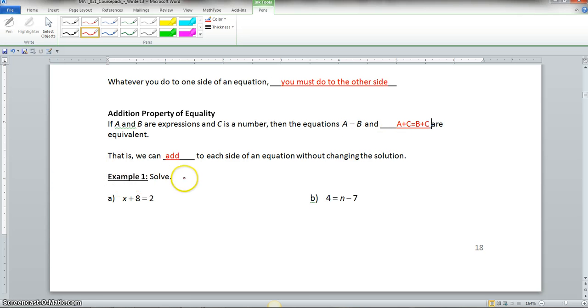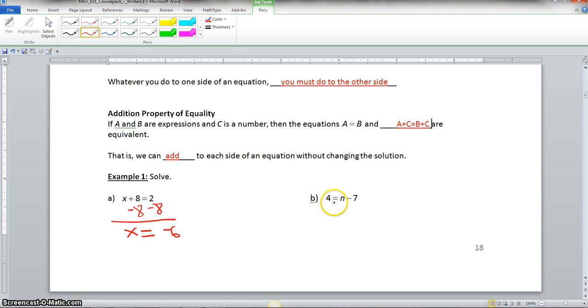So we have example 1 solved. We have x plus 8 is equal to 2. Remember, we want to get this variable by itself. So we need to get rid of this 8 that's added to the x. We get rid of that by subtracting 8 on both sides, because we take the opposite of this plus 8. That leaves us x. We bring down our equal sign because 8 minus 8 is 0. So we'll just have x on the left side. And on the right side of the equal sign, 2 minus 8 is a negative 6. So that takes care of A.